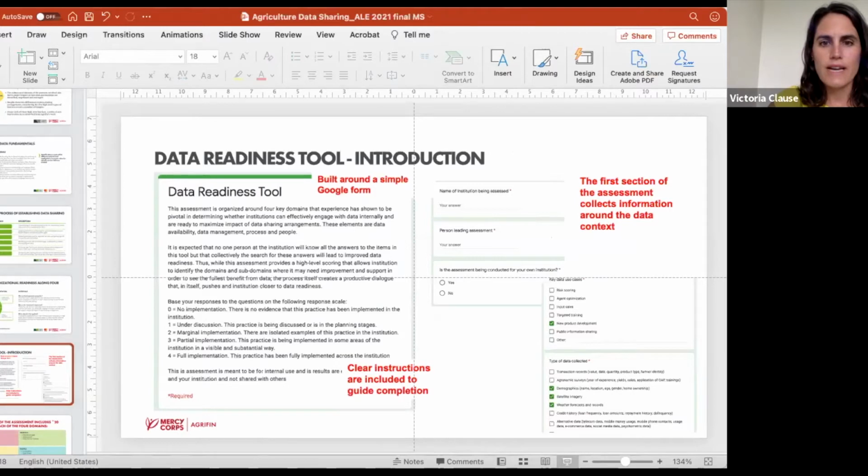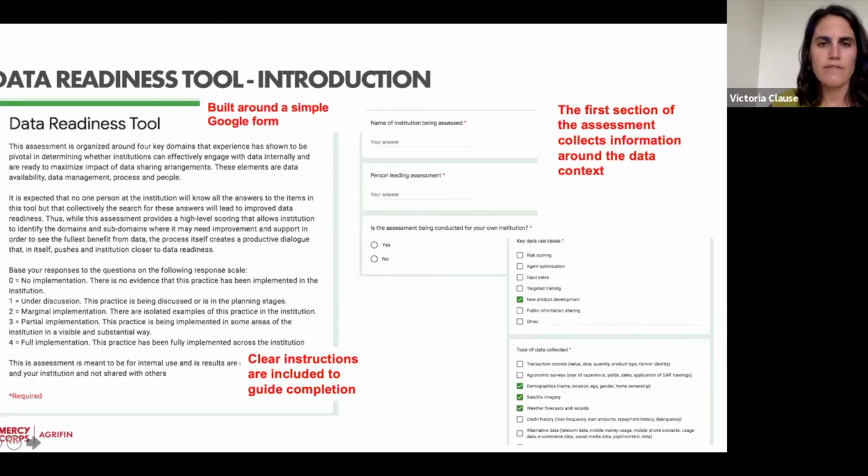Great, so as Matt mentioned, we've got a number of tools as part of the data sharing learning brief. And this one, the data readiness tool, is very simple, really. It's built around a Google form, as you can see on the screen now. We've provided some instructions. It's very self-explanatory. And really the reason we developed the tool was to help organizations assess how ready they are to begin using data to improve their work, or to partner with others, but importantly also to identify areas that need more attention. As you can see on the first section, we just collect some initial data, such as, what's the use case you want to use data for? Is it something around a new product you're developing? Is it risk scoring? Is it public information sharing? And then secondly, what's the type of data that's being collected? This could be transaction records, demographic data, satellite imagery, or credit history.